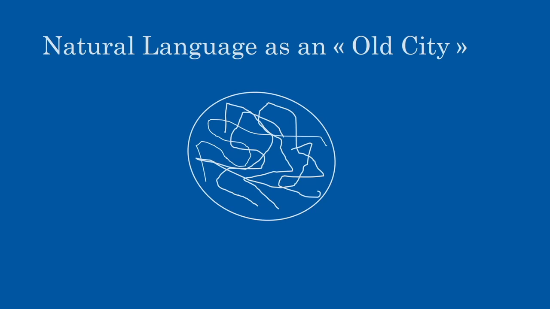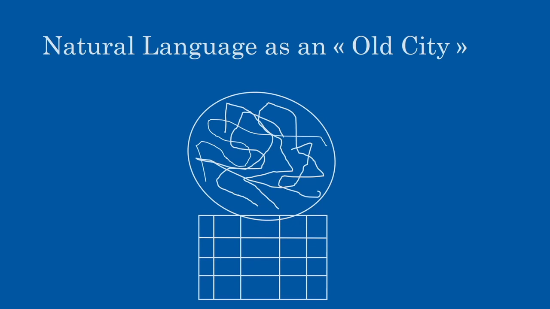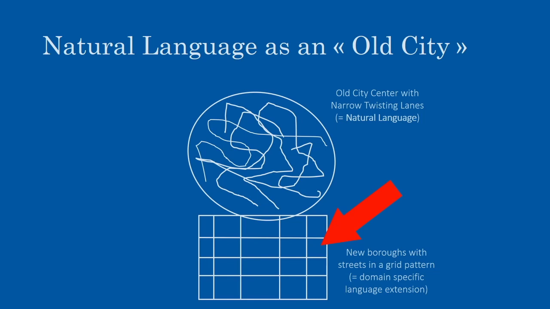And then you start to build extensions with straight lines. And basically, he's saying that natural language is this old city. Yes, old city. It grew organically. And then, when you start doing science and you invent some technical vocabulary, for example, physics, it will look like this. Basically, you're extending language. So, this is just an extension of natural language.